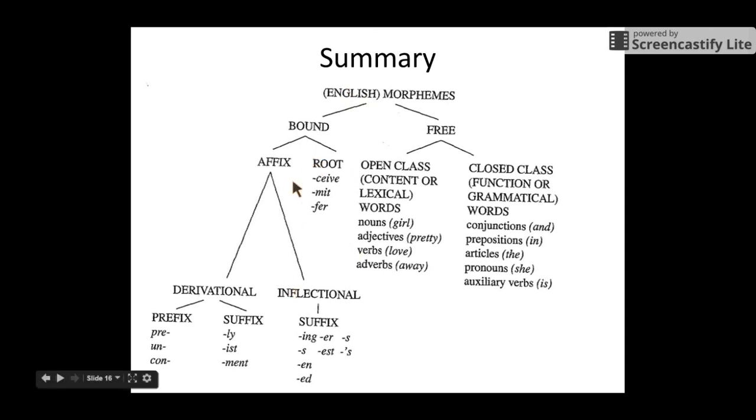And the tricky part is this guy we did not talk about: the bound root. It's very special. These are not free morphemes because they cannot stand alone, and they have to attach to someone else. However, they do not have semantics. It's just like a placeholder. So we are not going to focus on this guy. Bound root, it's just like a placeholder.